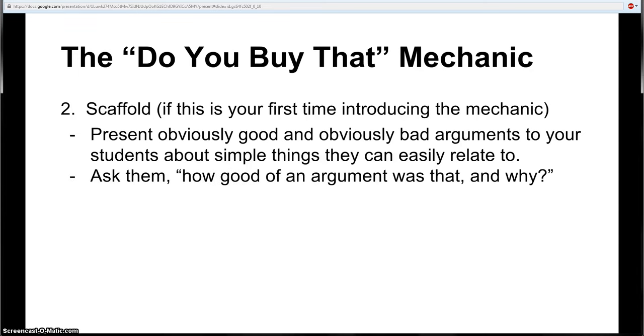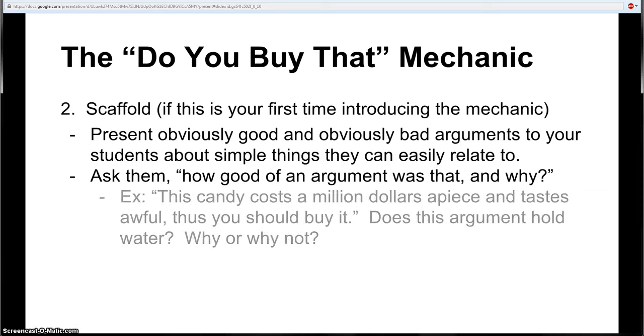For example, you're going to ask them, how good of an argument was that and why, to the following. This candy costs $1 million a piece and tastes awful, thus you should buy it. Does this argument hold water? Why or why not? Do you agree with this? Do you disagree with this? Do you completely agree, completely disagree, or not, and why?